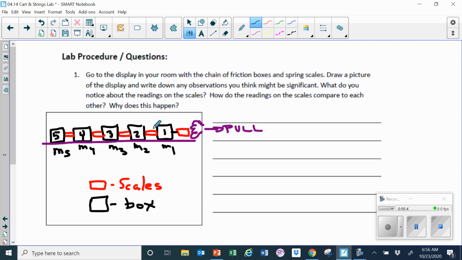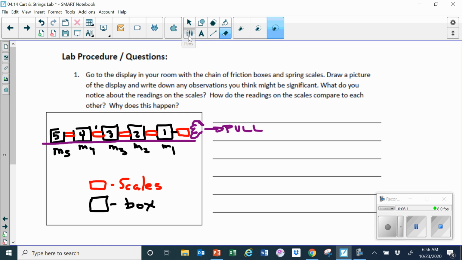The scale here is going to be measuring the weight that's pulled in carts 2, 3, 4, and 5. The scale here is going to measure the weight pulled in 3, 4, and 5. The scale here is going to measure the mass of the weight pulled in 4 and 5. And then the last one's only going to measure the last cart. So what might you say based on that here?